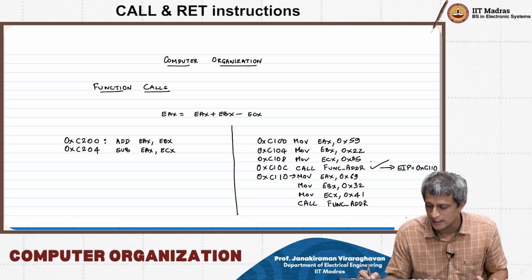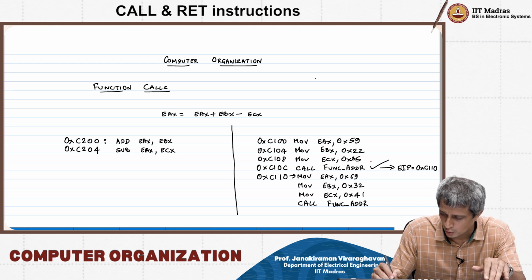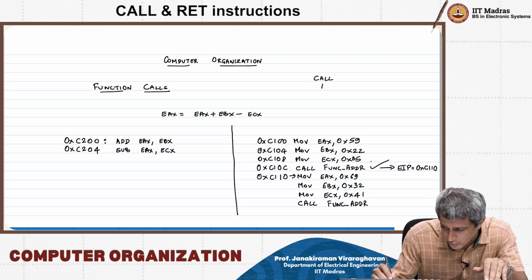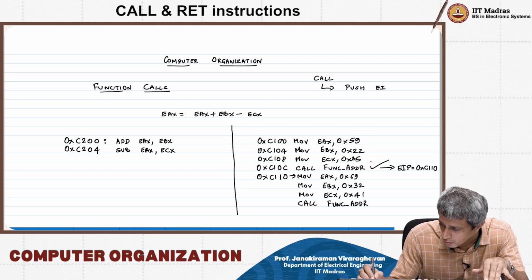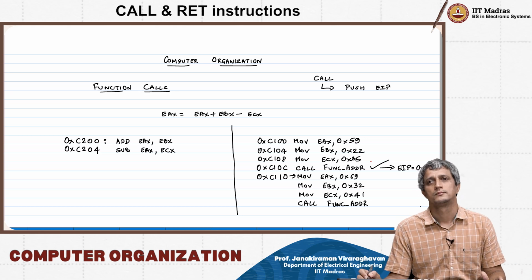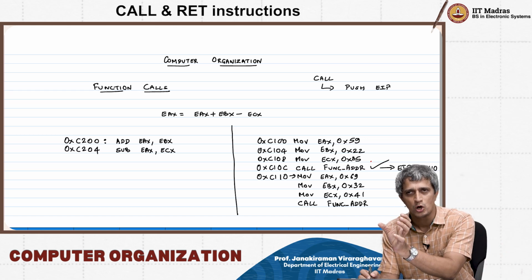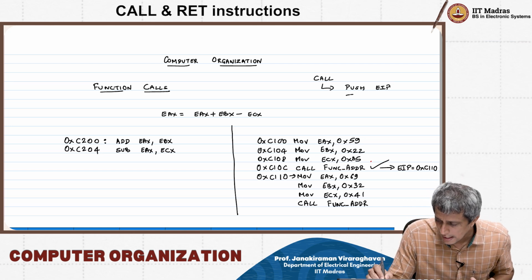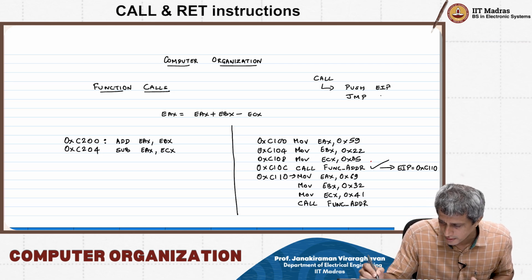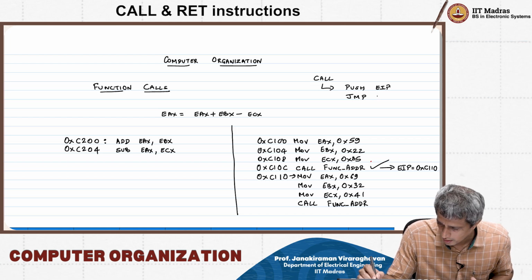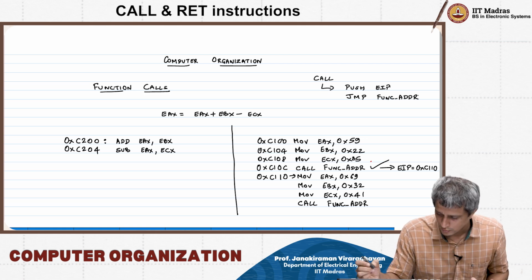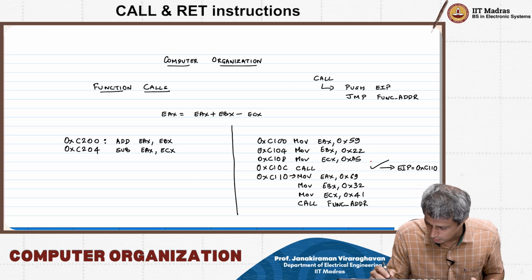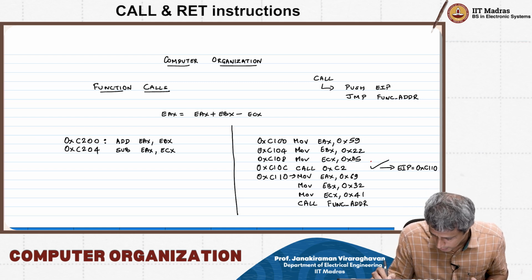So when you call a function, the call needs to do two things. One is push EIP onto the stack. It's a memory, right? You push EIP onto the stack, and then I will do an unconditional jump to where? To the function address. This function address, we now know, will be 0xC200.